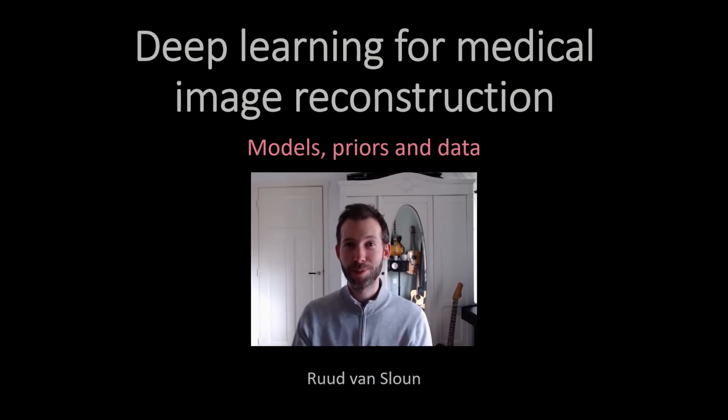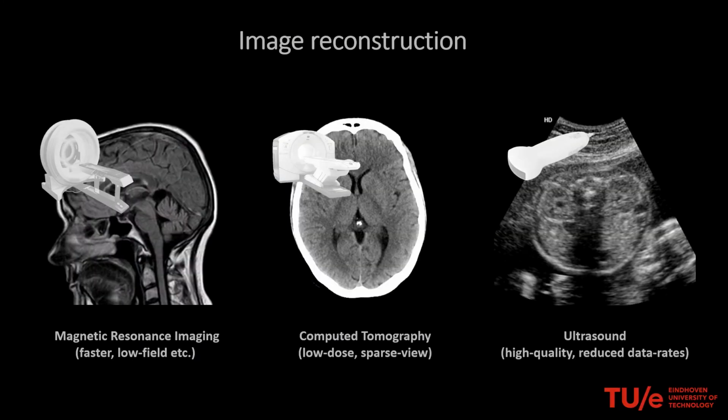So let's get started. Image recon is important for MRI, CT, and ultrasound, all with their own challenges and opportunities. In MR, we typically want to go faster because MR is slow, and these machines are bulky, so we want to make them more compact, which you can do by using low field applications. So these are challenges in image recon, as we shall see later. In CT, you have similar challenges. You want to go low dose, you want to go sparse view, and retain the image quality. And in ultrasound, you want to have high image quality at reduced data rates.